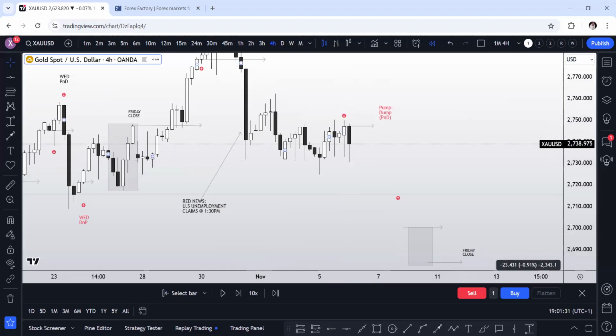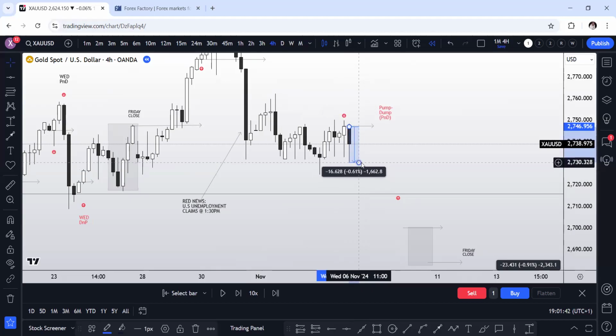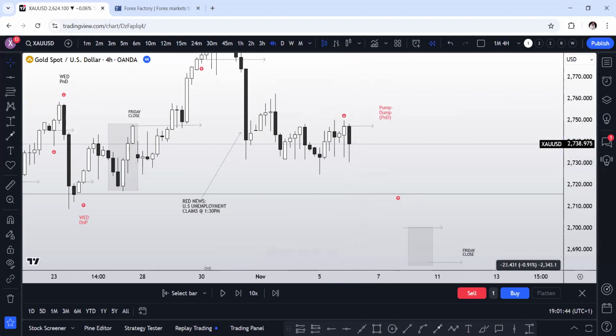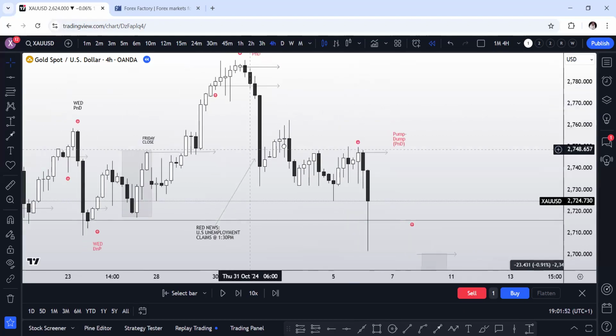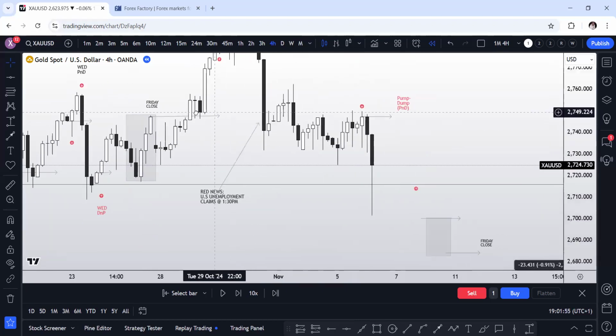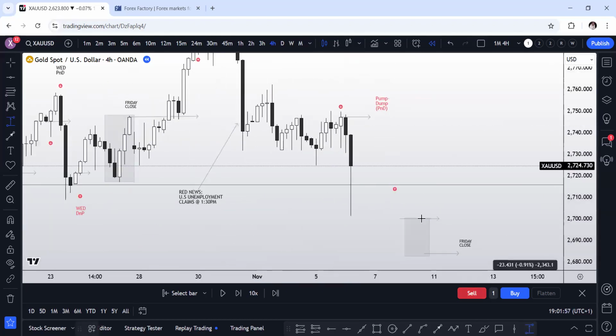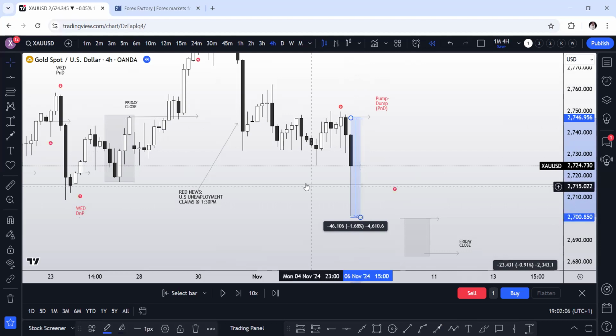You can see the move at the opening after rejecting this, then it comes down almost about 166 pips. That's good enough. Then the rest becomes a strong bearish trend, a bearish market. Almost about 461 pips.